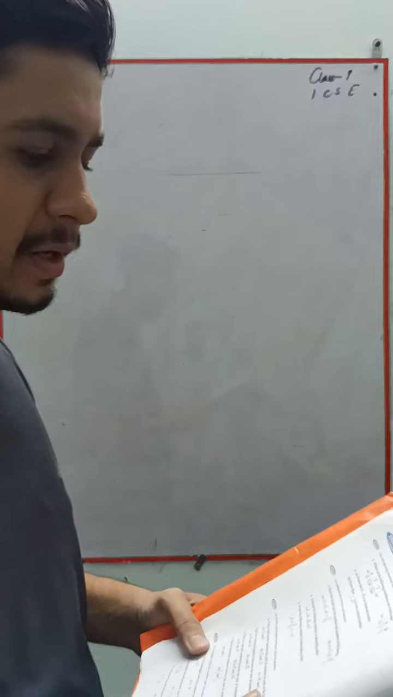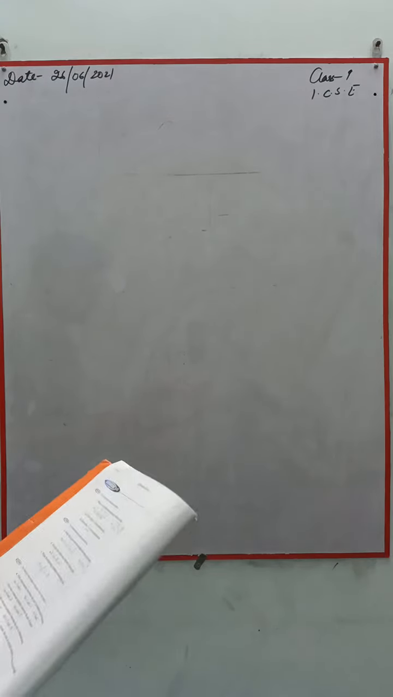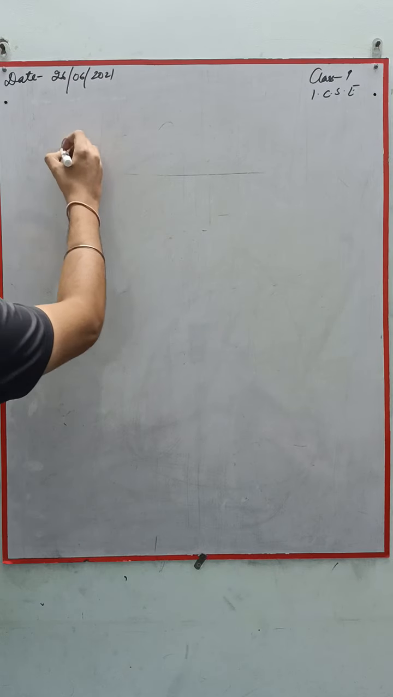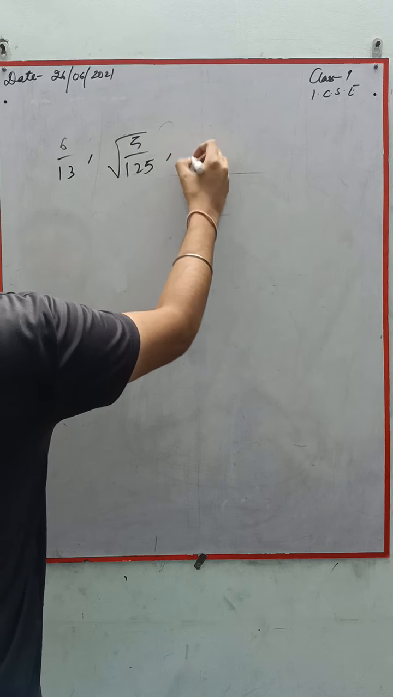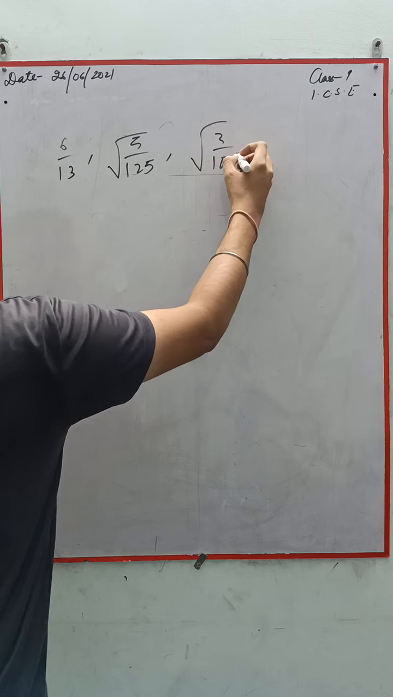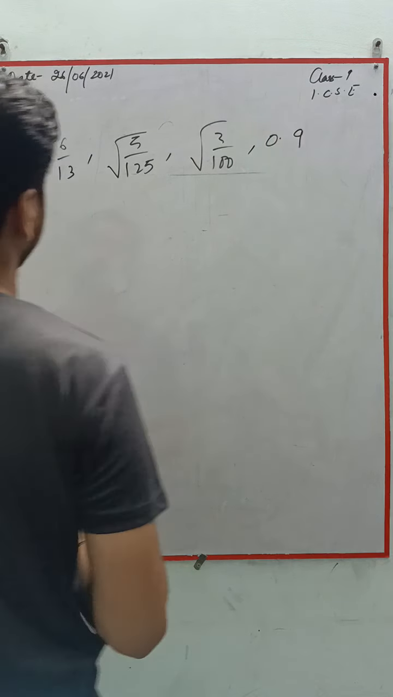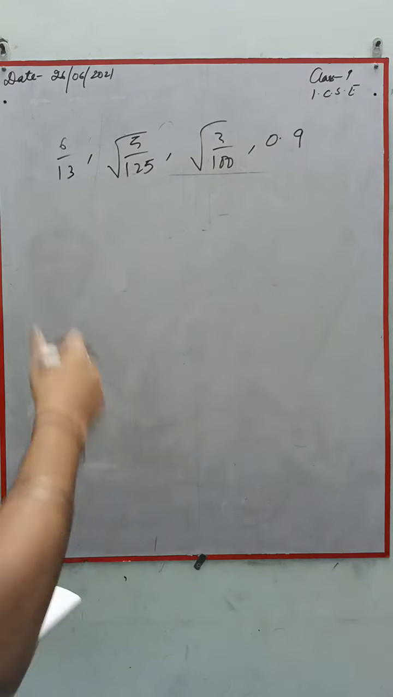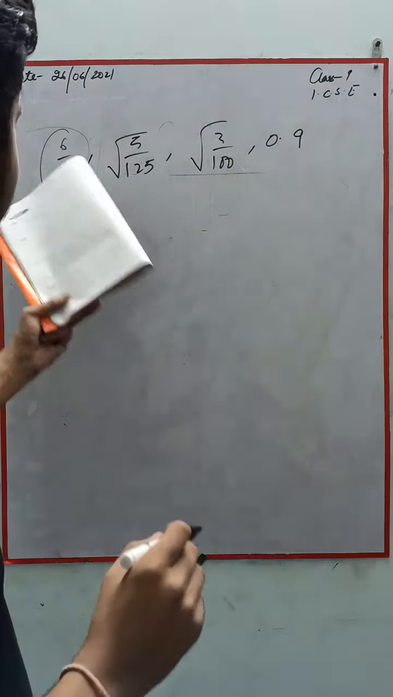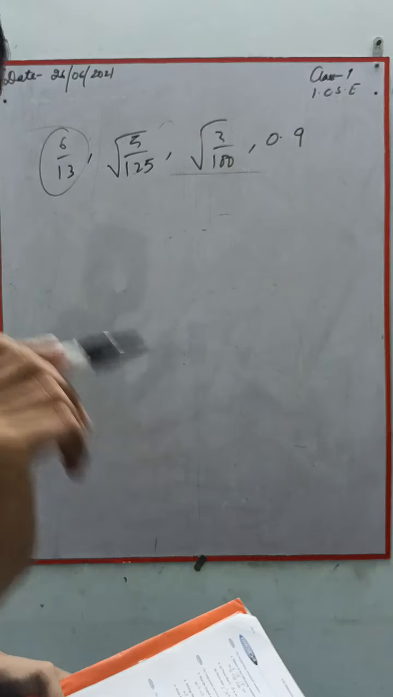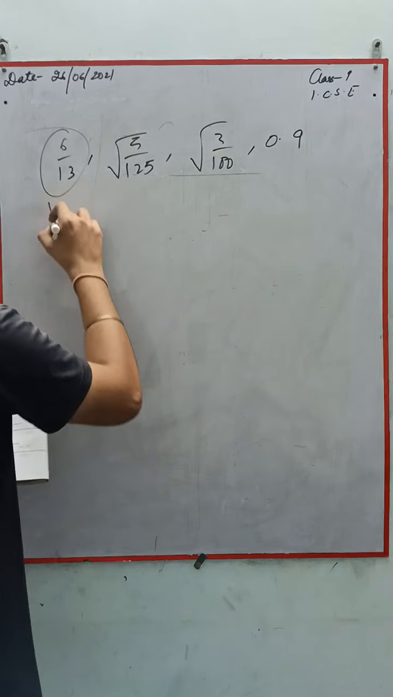which of the following numbers is an irrational number? Okay, so they are given 6 upon 13, under root 5 upon 125, root 3 upon 100 and 0.9. Now if you can see 6 by 13, this is a p by q form, so hence it is a rational number, not an irrational number.